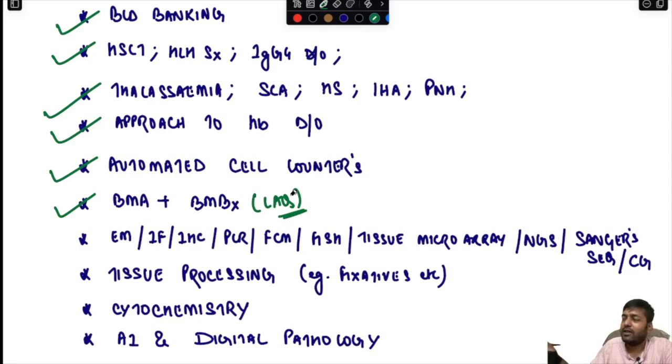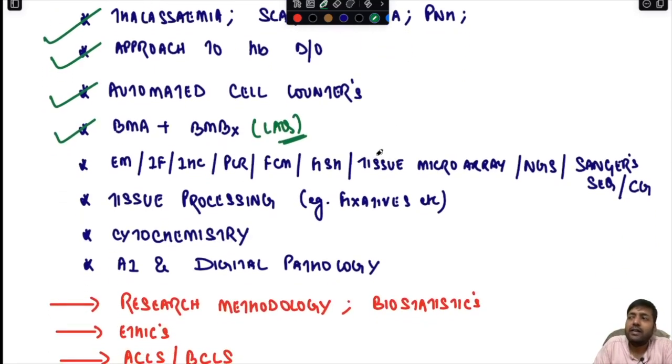Automated cell counters, you have to understand. Bone marrow aspirate and biopsy, again one LAQ can come. What are the steps, the indications, write down the procedure, the sites, the complications of the procedure, and the information that you get. A question can come separately for aspirate and separately for bone marrow biopsy, a very commonly asked LAQ. Automated cell counters are also very commonly asked in the exam.